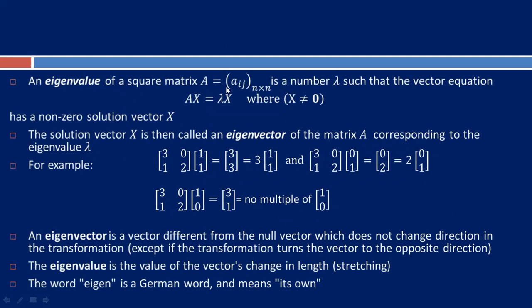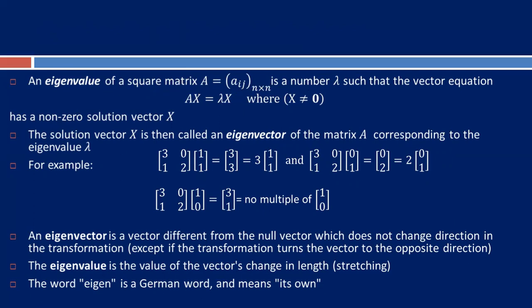An eigenvalue of a square matrix A. A square matrix means its number of rows and number of columns are equal. Here n cross n shows the number of rows and number of columns, and ij means I is the row and J is the column. In the previous lecture we learned that a square matrix is a matrix whose rows and columns are equal.